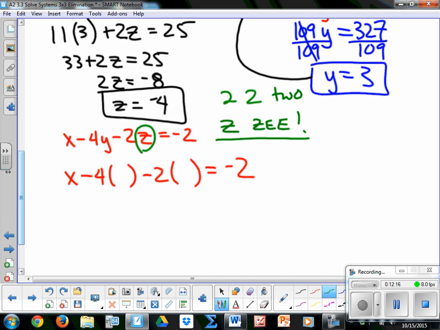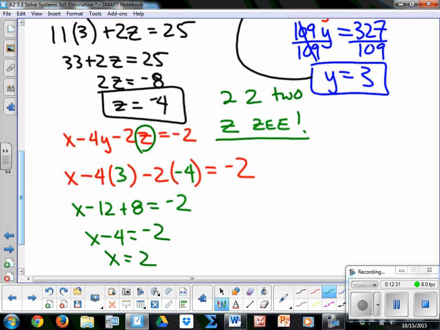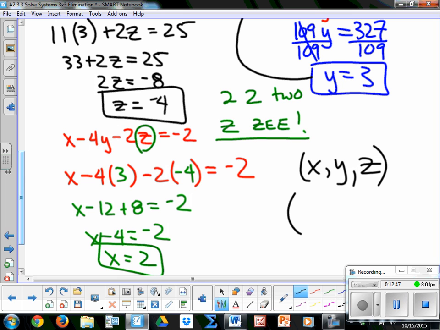All right, back to this. So again, y was 3, and z is -4. Okay, so x minus 12 plus 8 equals -2. Now what we have is an ordered triple, and yes, they are in alphabetical order. They're in order x, y, z. Generally, we put these in alphabetical order. So x is 2, y is 3, and z is -4.